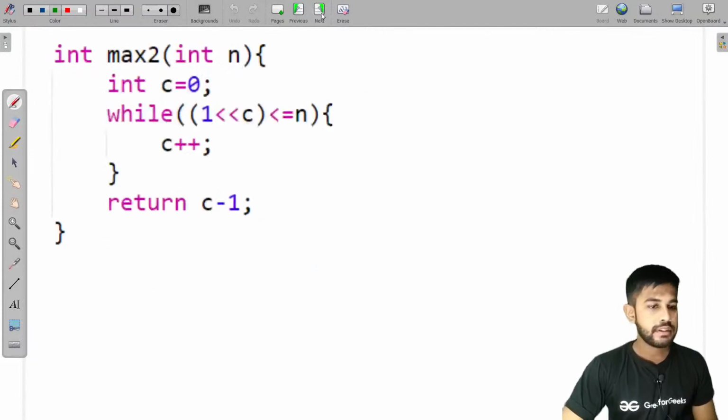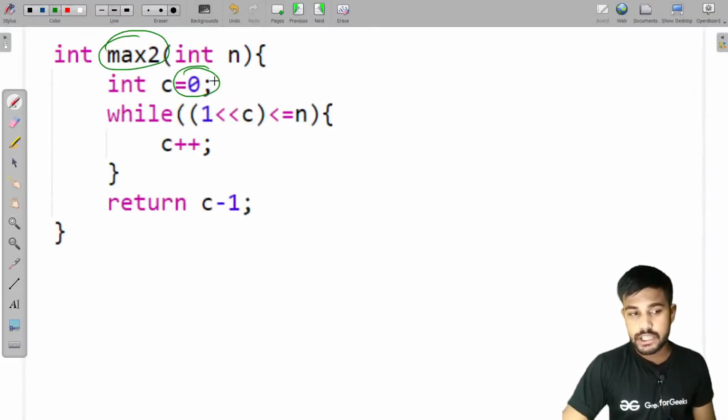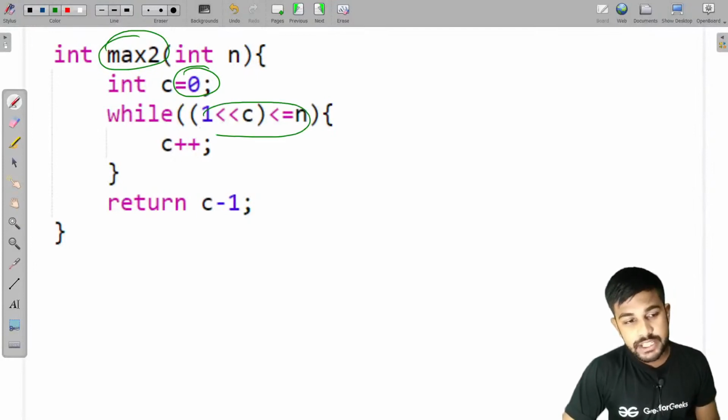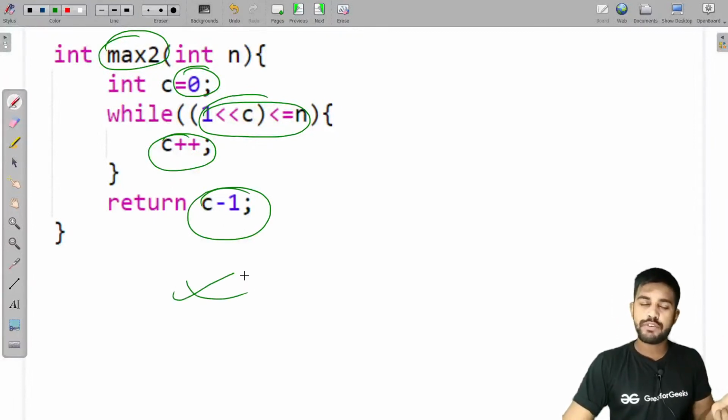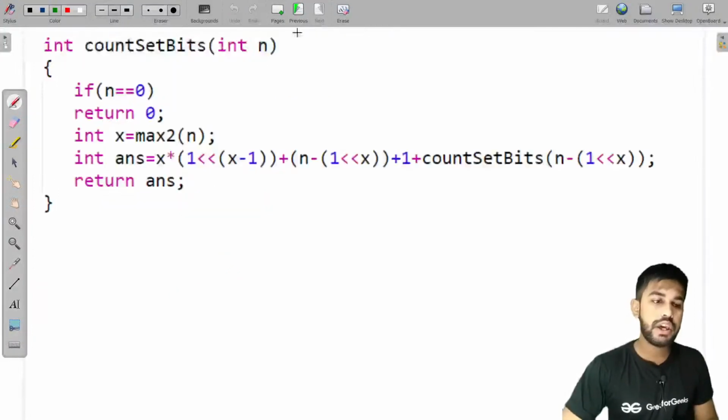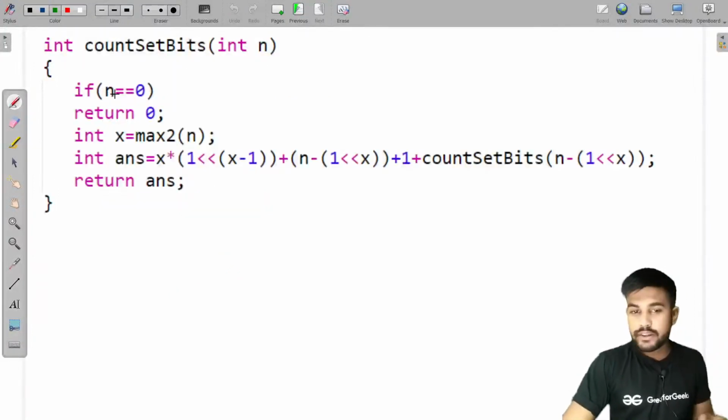Okay. Now to take out the maximum value which is within the range, c is equal to 0, and while it is within the range we are just incrementing it. At the end we are returning c minus 1. This is how we are taking out the maximum power of 2 which is less than the number. And now we are doing it recursively.